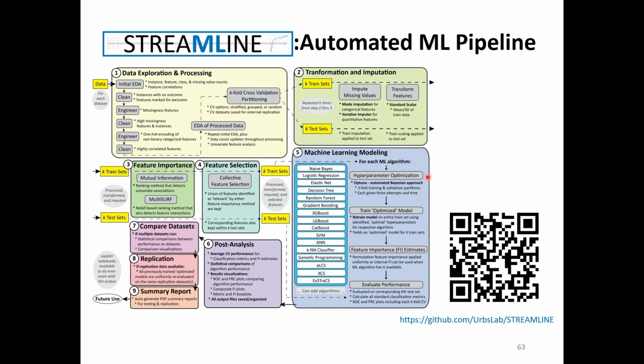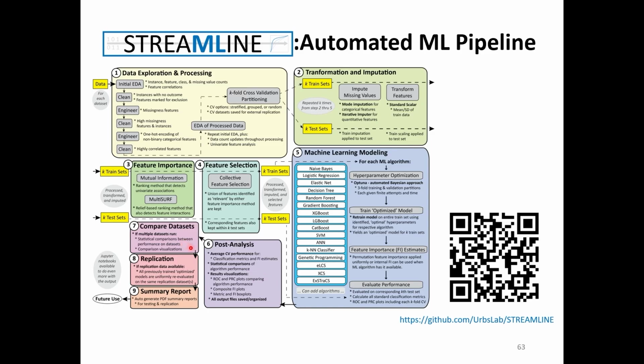STREAMLINE automatically conducts hyperparameter optimization using the Optuna package. It trains a final optimized model. It estimates model feature importance values, and it conducts a comprehensive evaluation of all models. Then it moves on to post-analysis, where it summarizes results, generates figures, and applies statistical comparisons.